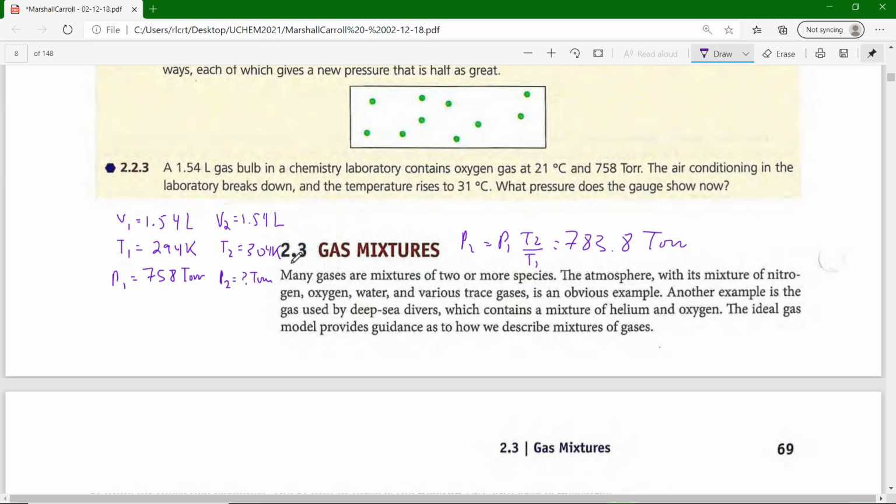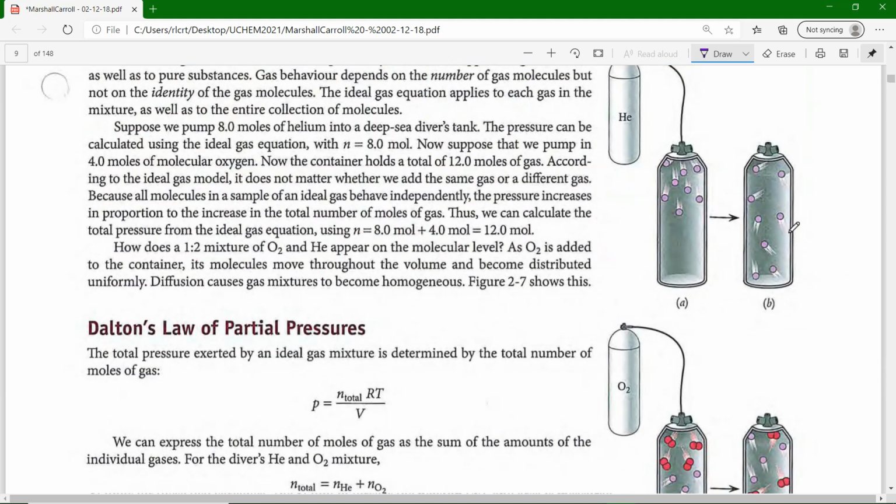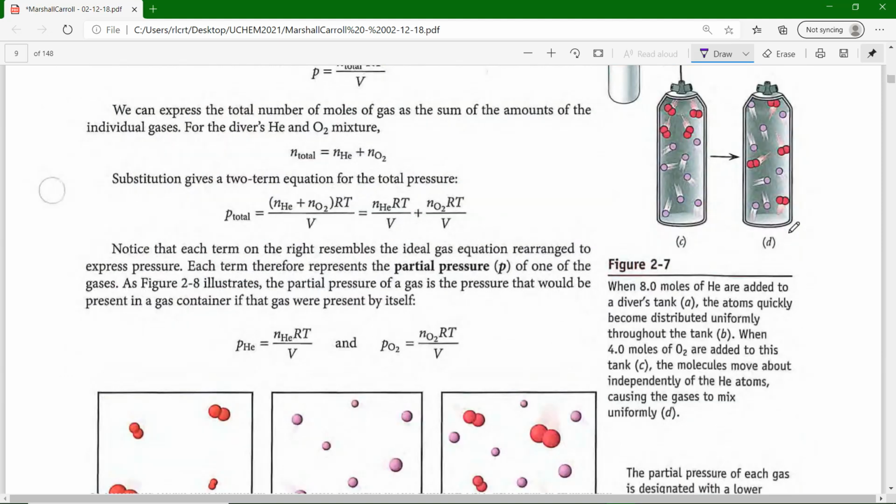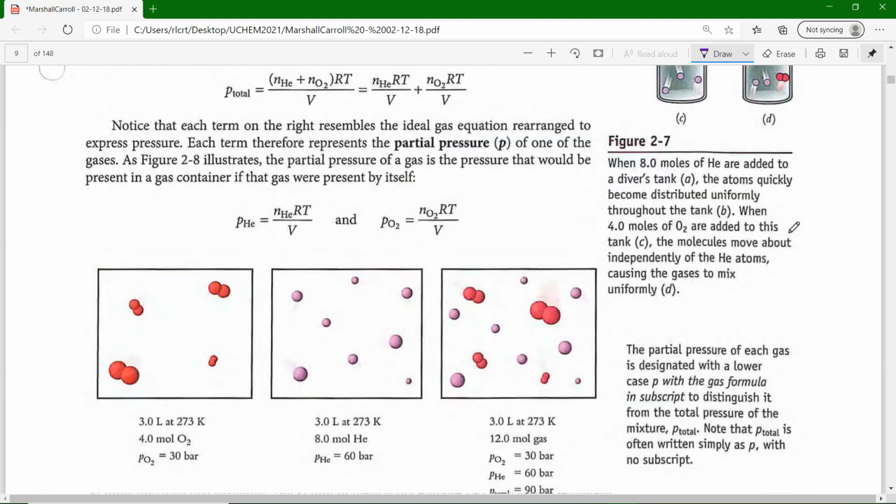Practice some of those, and that's a good place to end this first lecture. In our next lecture, we're going to look at gas mixtures and Dalton's law of partial pressures. Have fun.